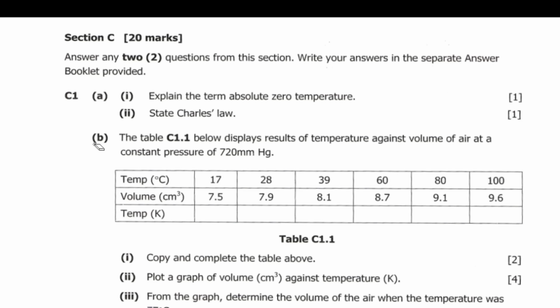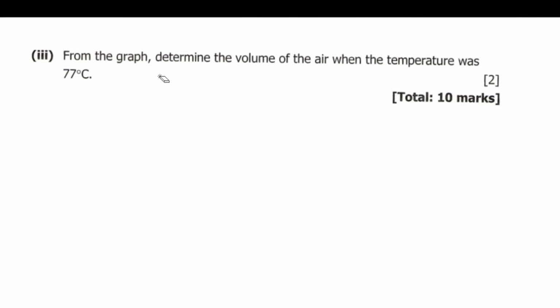Then C says table C1.1 below displays results of temperature against volume of air at a constant pressure of 720 millimeters of mercury. Then copy and complete the table above. Plot a graph of volume in cubic centimeters against the temperature in Kelvin. Then the last one says from the graph determine the volume of the air when the temperature was 77.